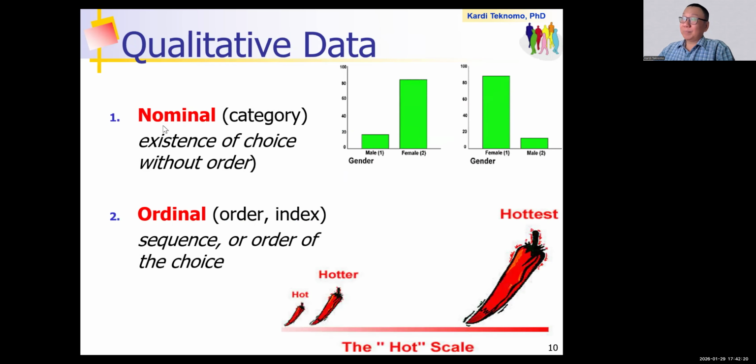Qualitative data can be either nominal or ordinal, right? This is an example of nominal. Gender is nominal. You can represent male as 1, female as 2, or you can represent female as 1, male as 2, and so on. The number just represents the label. There is no order in nominal data. They are just label categories, only distinct categories. And when there is an order, we call this ordinal. For example, the sequence, the order of choice, and so on.